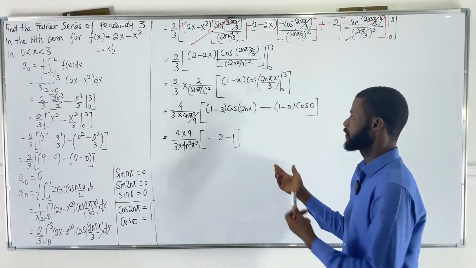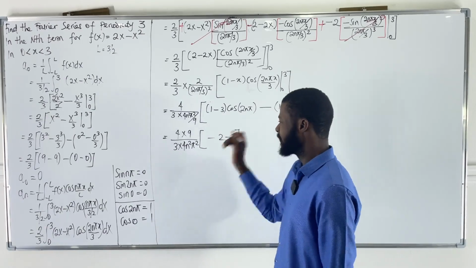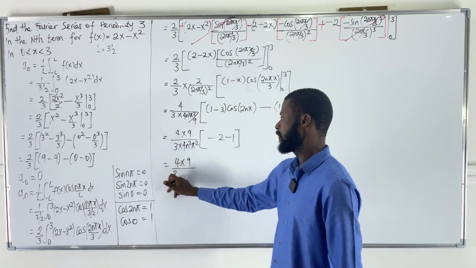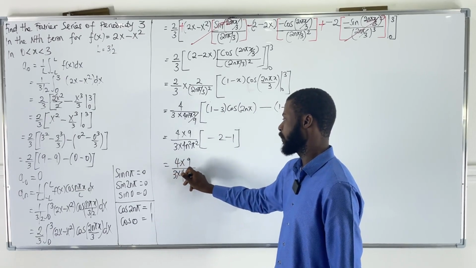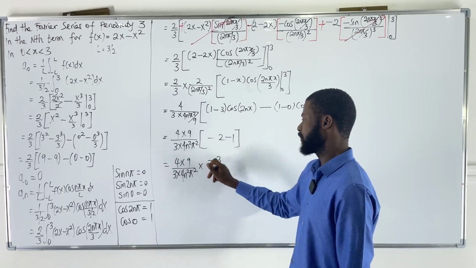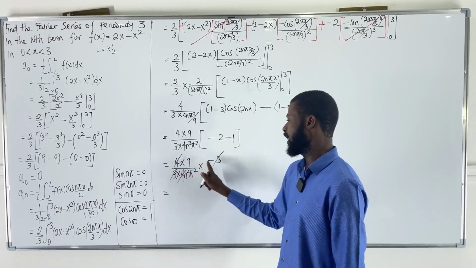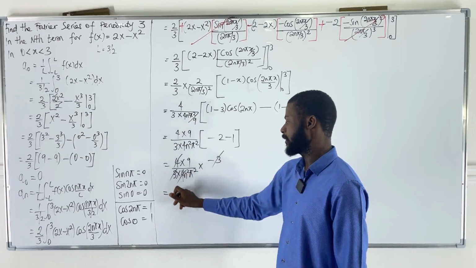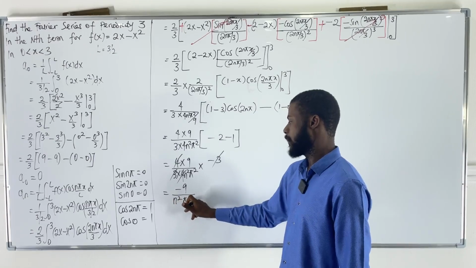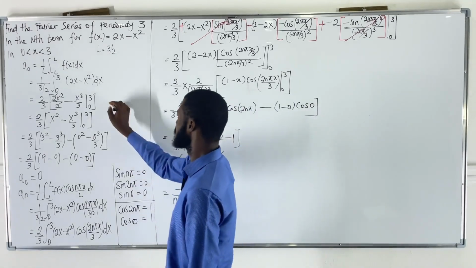That's easy now. So you just do it. Now this will become 4 times 9 over 3 times 4n squared pi squared, times this will give minus 3. So the 3 we cancel out, the 4 we cancel out. What will be left will become minus 9 over n squared pi squared. So this is a sub n.